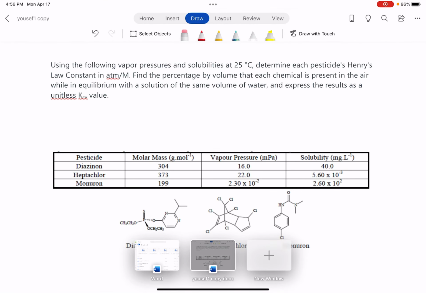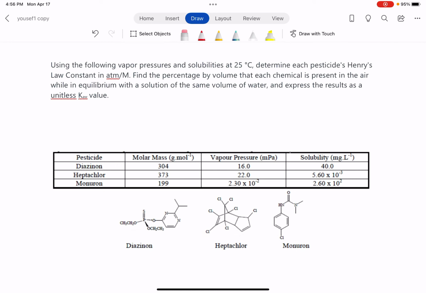Okay. So we need to solve this quiz problem. Use the following vapor pressure and solubility at 25 Celsius. Determine each pesticide's Henry law constant. So he wants to find HLC, Henry law constant, or KH.